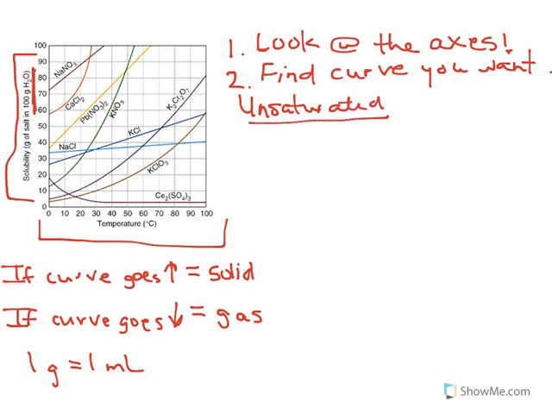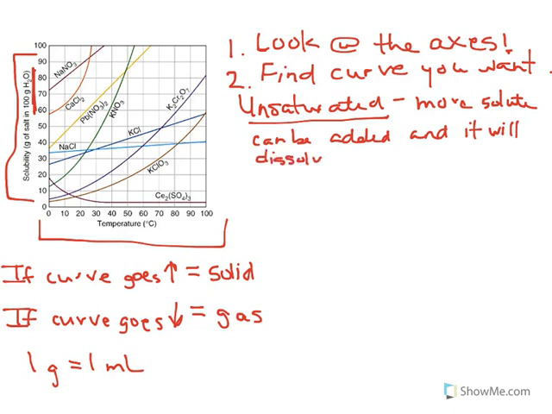Let's start with unsaturated. An unsaturated solution is one where more solute can be added and it will dissolve. Okay? Let's look at the K2Cr2O7 curve. That's this purple one right here. Let's look at that guy.